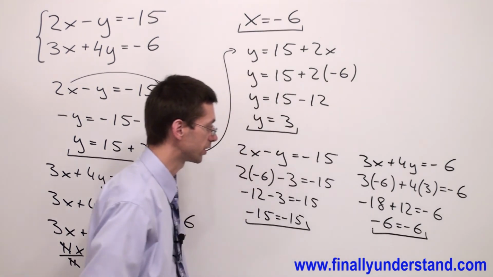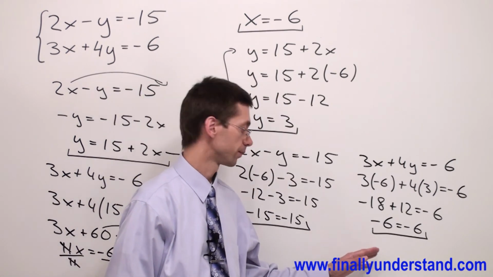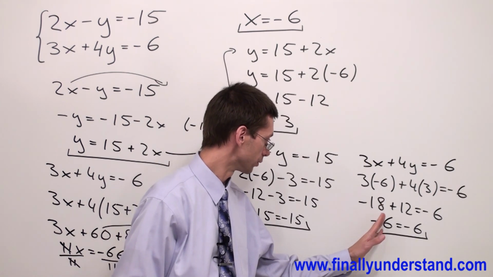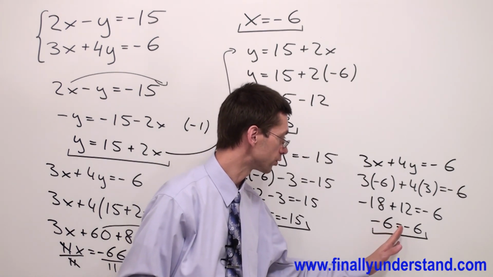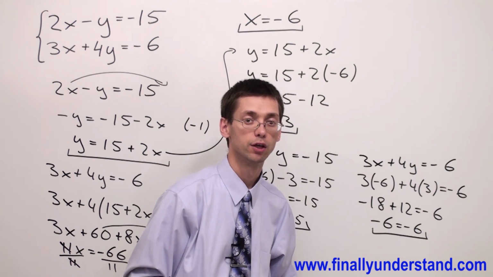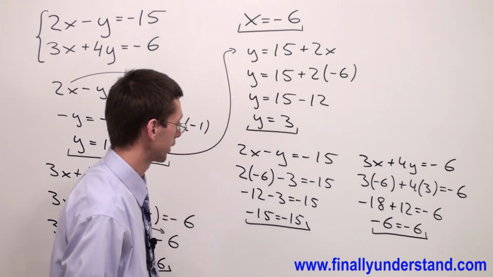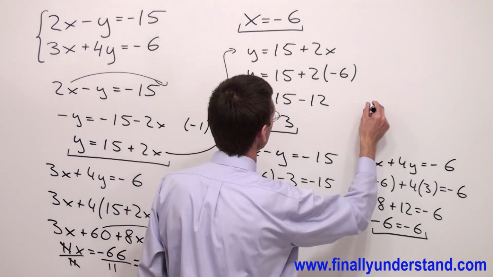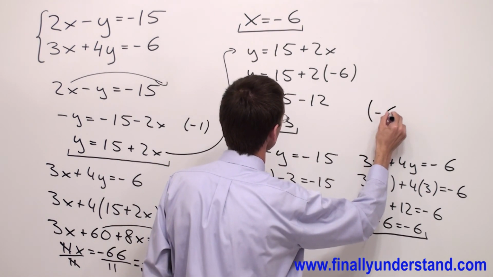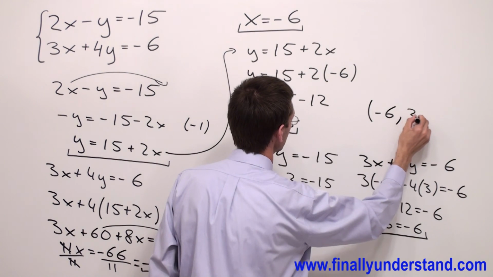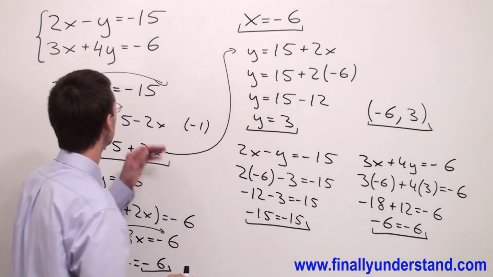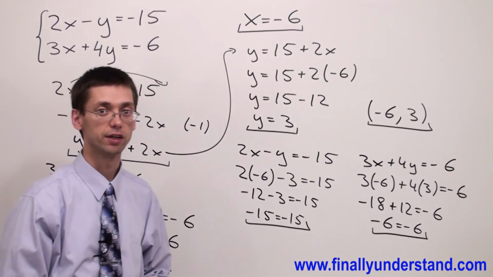-18 plus 12 is equal to -6, equals -6. So you can see the second equation also has the value of the left side equal to the value of the right side. So at this moment we can say that the ordered pair x equals -6 and y equals 3 is the solution to this system of linear equations.